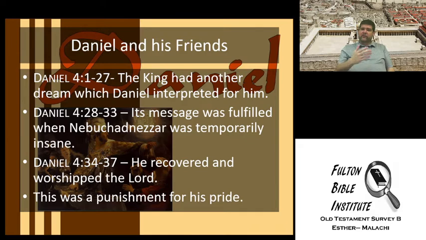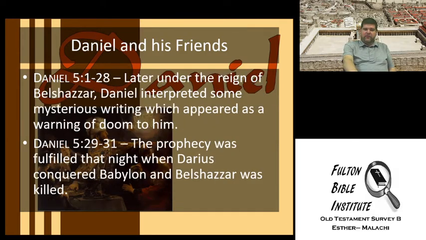And this is the last we see of Nebuchadnezzar in the Bible. From there, we get into Daniel chapter 5. Daniel 5 is later under the reign of Belshazzar. And in Belshazzar, you remember Belshazzar has a grand feast.